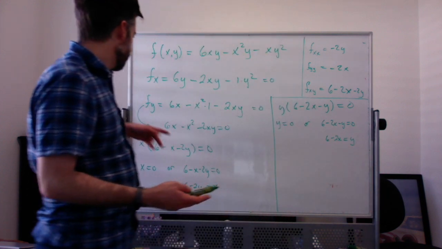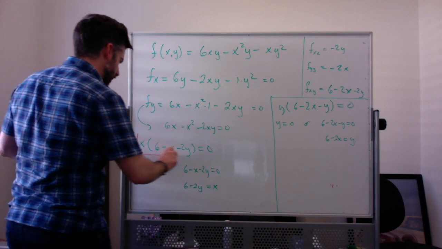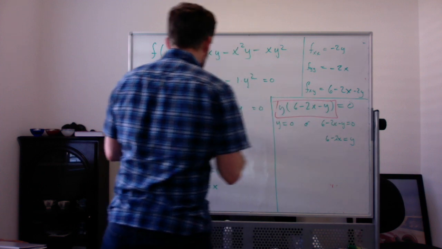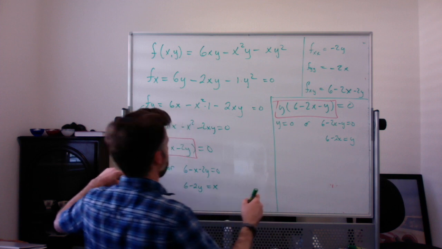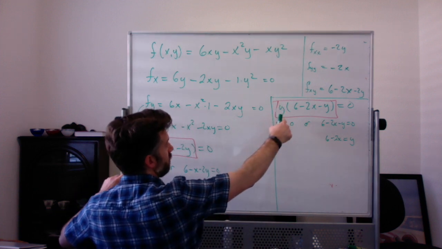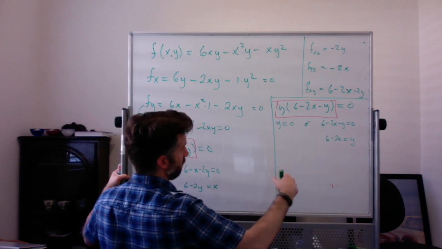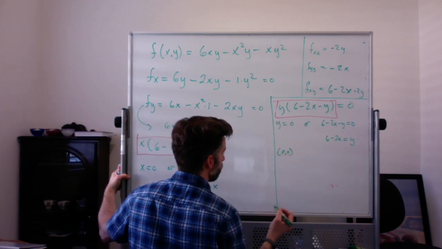So again, both of these equations have to be 0 at the same time. So one option would be for x and y both to be 0, right? If x is 0 here and y is 0 here, or if x is 0 everywhere, you get 0 times whatever. If y is 0 everywhere, you get 0 times whatever. So 0, 0 is definitely a critical point.